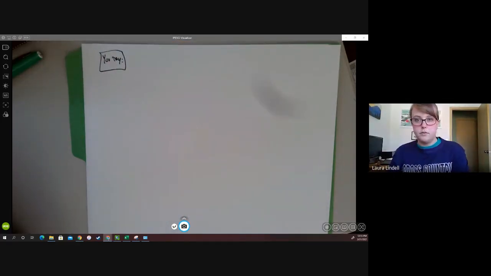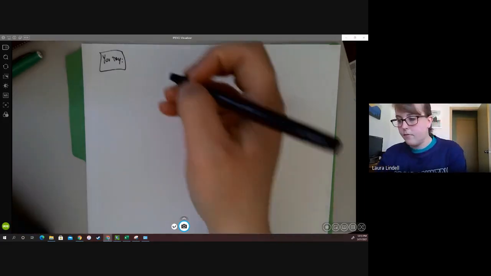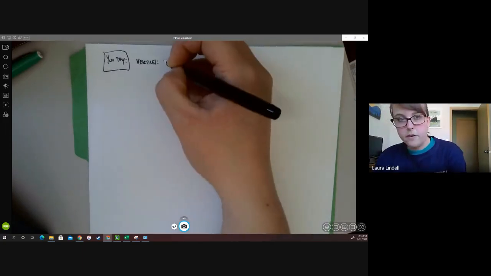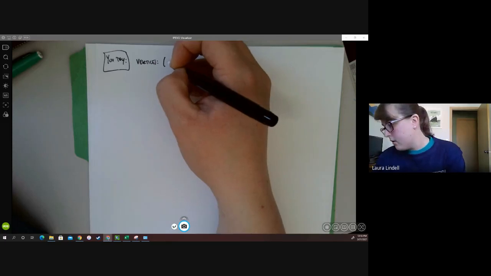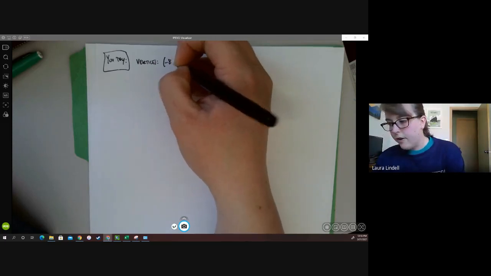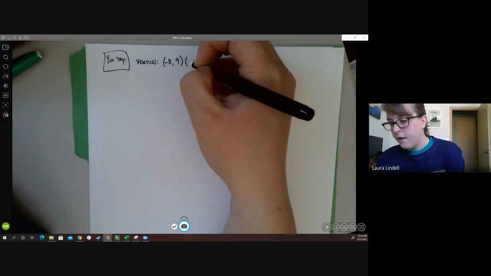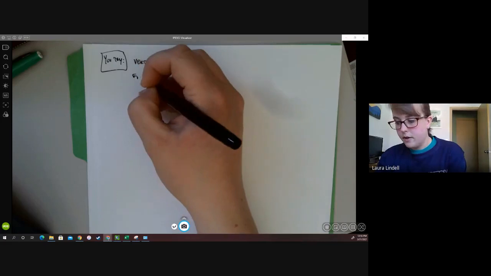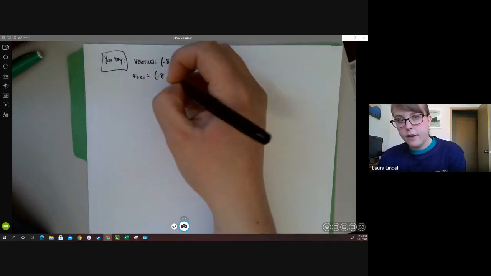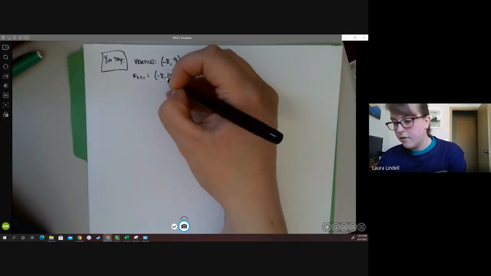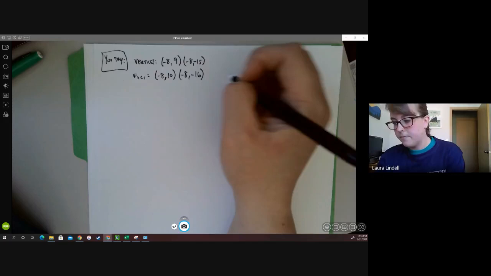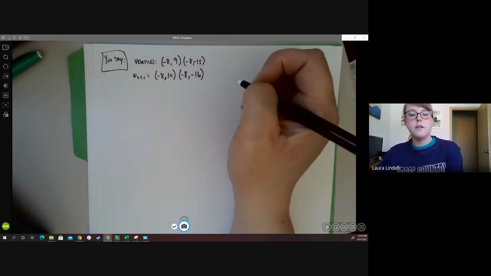Let's see, we'll do the vertices and the foci. So the vertices for this one will be -8, 9, and -8, -15. And the foci will be -8, 10, and -8, -16.